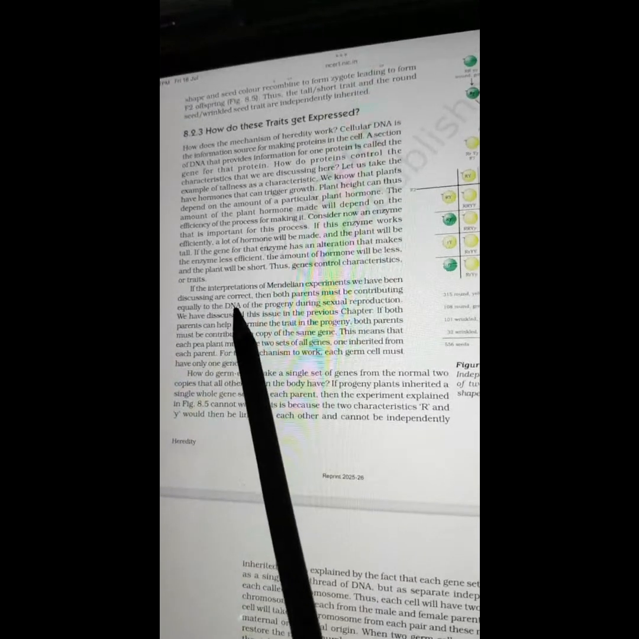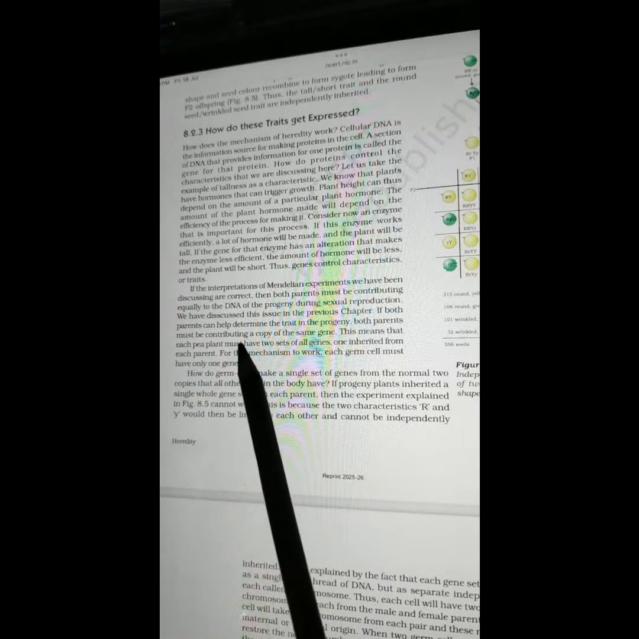If the interpretations of Mendelian experiments we have been discussing are correct, then both parents must be contributing equally to the DNA of the progeny during sexual reproduction. We have discussed this issue in the previous chapter. If both parents can help determine the trait in the progeny, both parents must be contributing a copy of the same gene. This means that each pea plant has two sets of all the genes, one inherited from each parent.